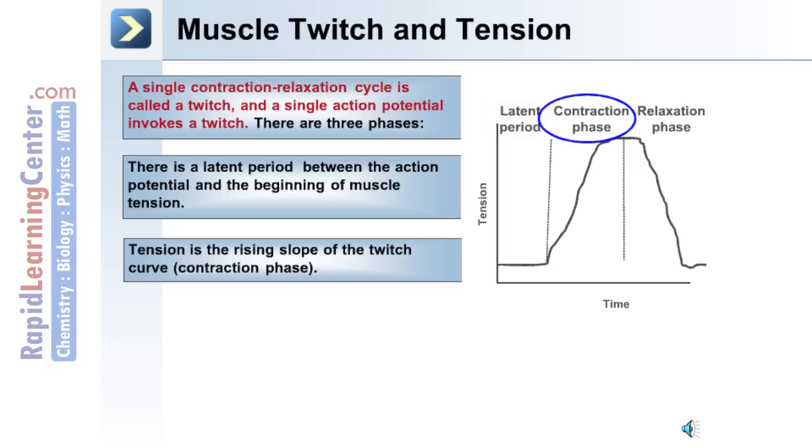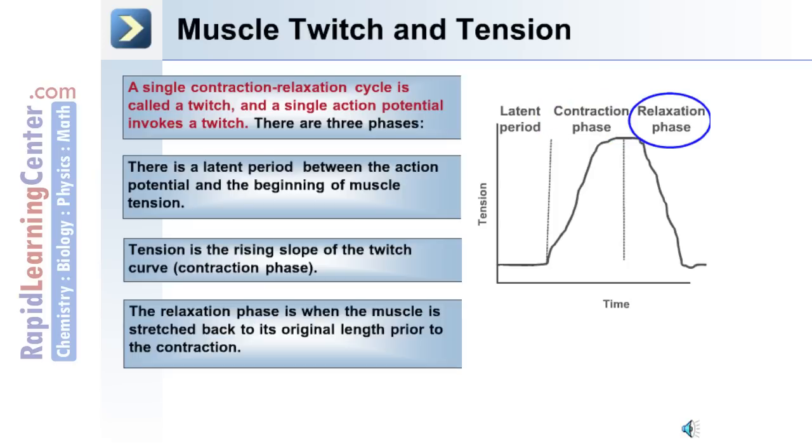Phase number two is the contraction phase. Tension is the rising slope of the twitch curve, and it's known as the contraction phase. Phase number three is the relaxation phase. The relaxation phase is when the muscle is stretched back to its original length prior to contraction.